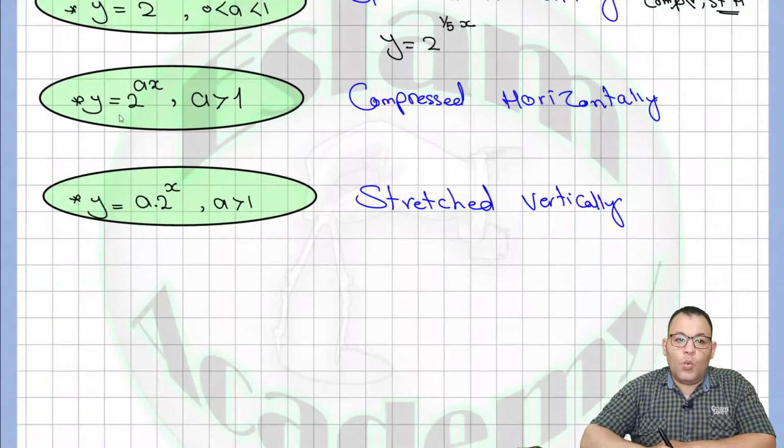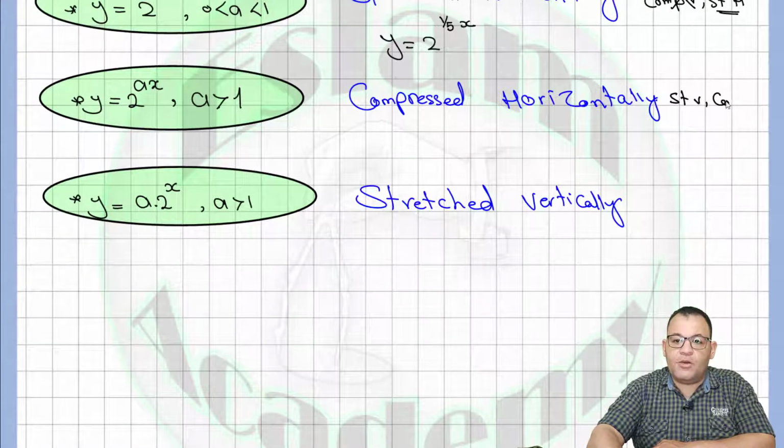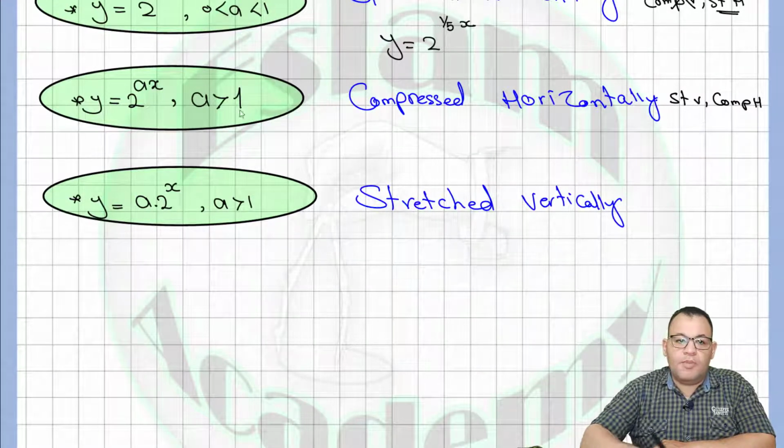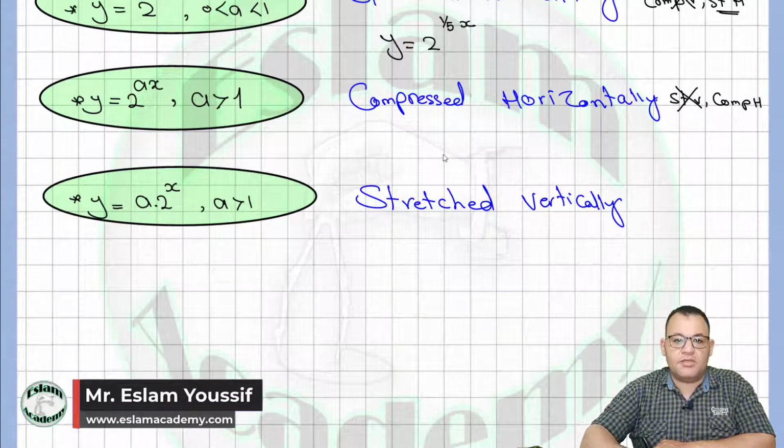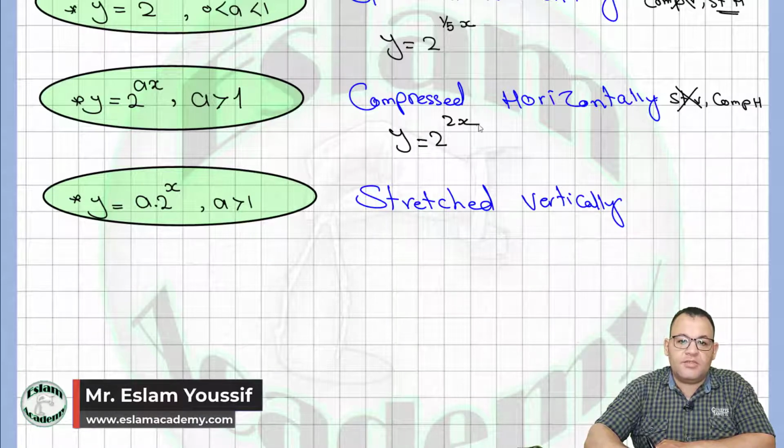Number 3, y equals 2 to the power ax, where a is greater than 1. Because a is greater than 1, the graph will be stretched vertically and compressed horizontally. But because now we multiplied by x, you need the horizontal part. So the graph will be compressed horizontally. For example, we have y equals 2 to the power 2x.